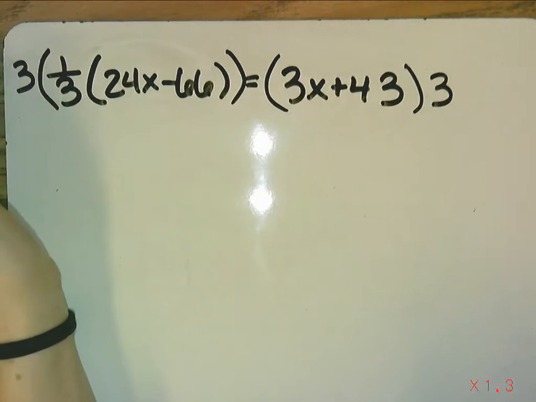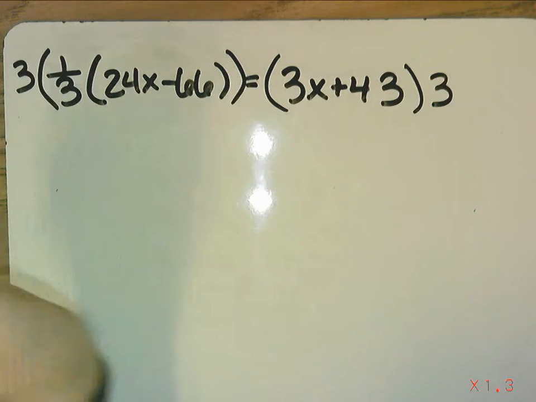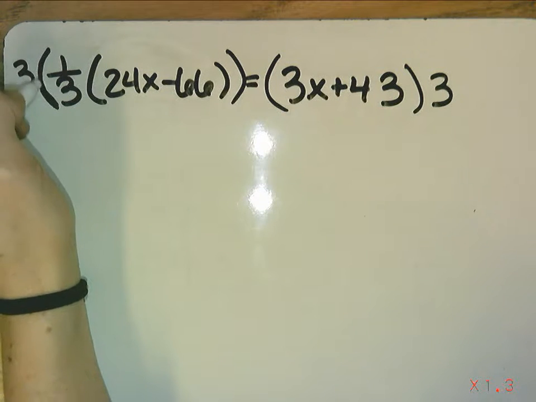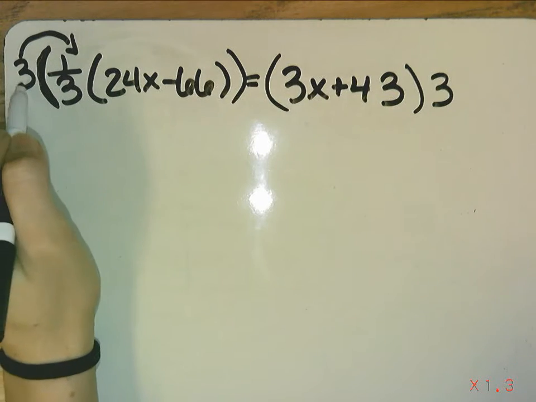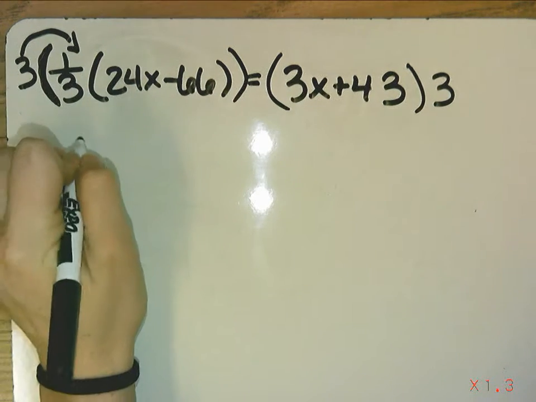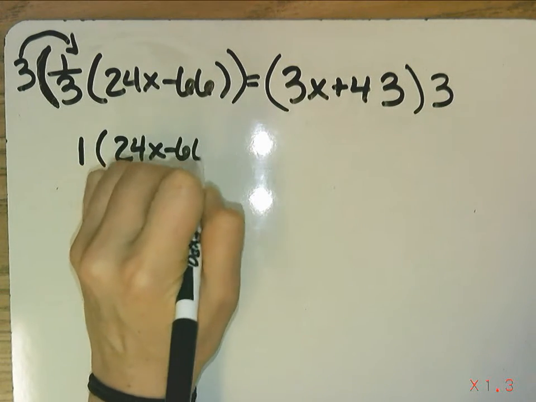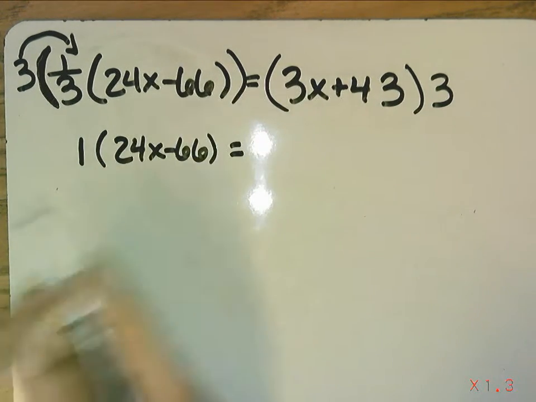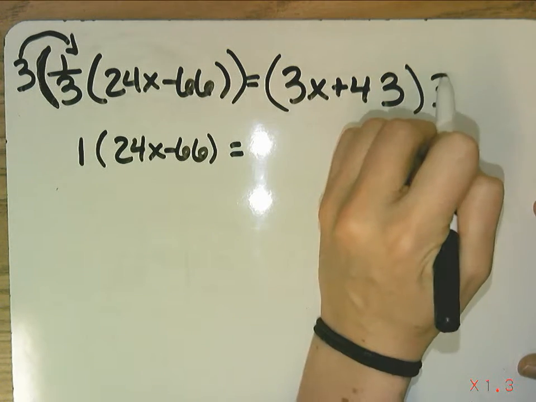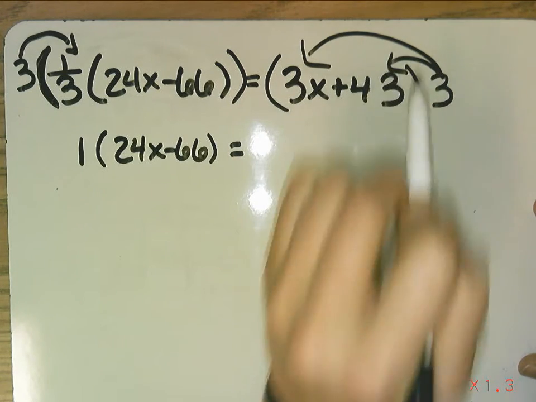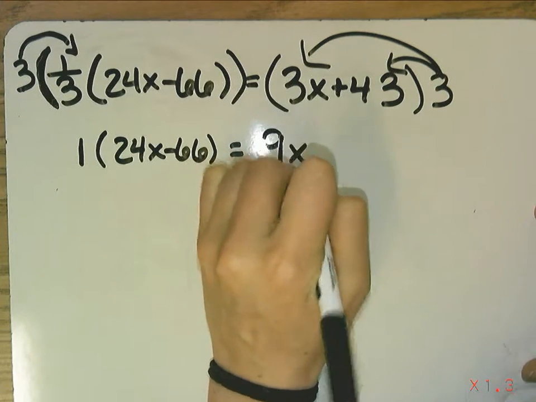So now I have a number outside of two sets of parentheses. This 3 outside of this set of parentheses can only get through the first set. So all I have is 3 times 1/3, which gives me 1. And the rest just tags along. On the other side, I have 3 outside a set of parentheses, so I distribute through that one set of parentheses. 3 times 3x gives me 9x.